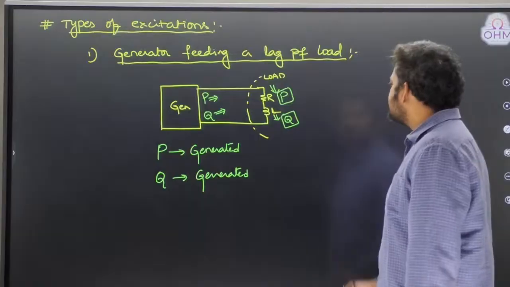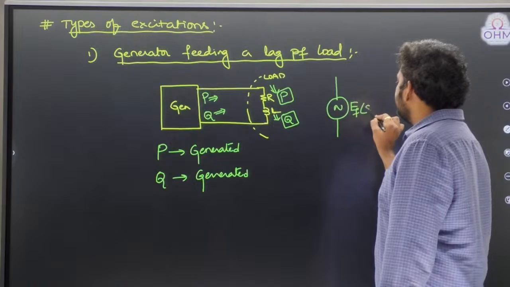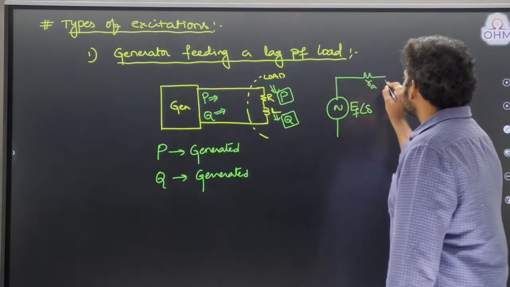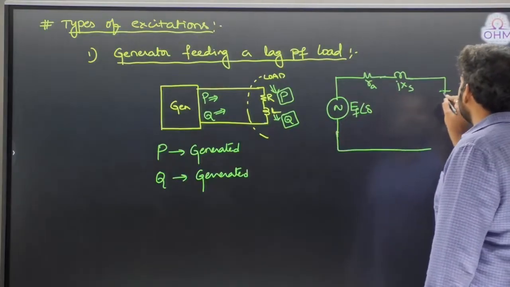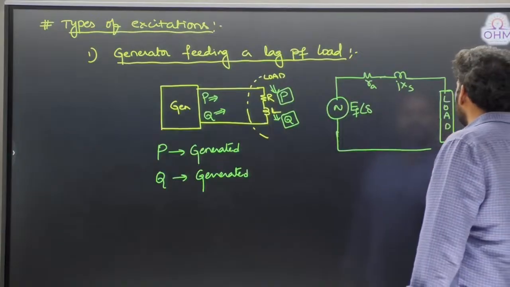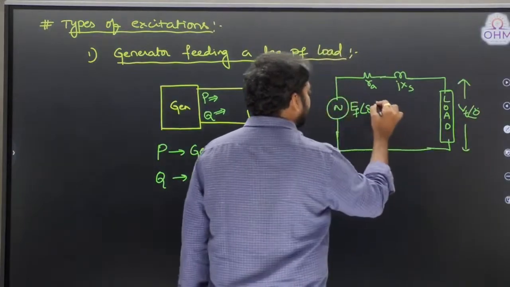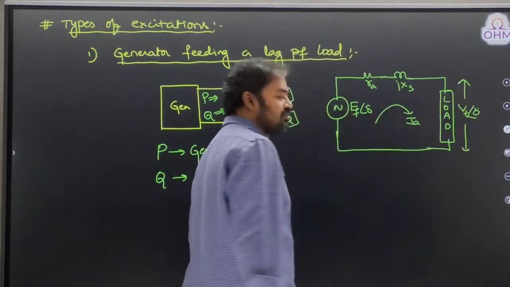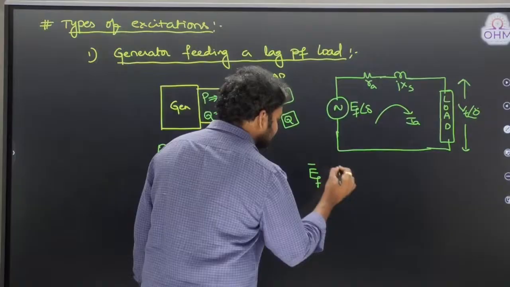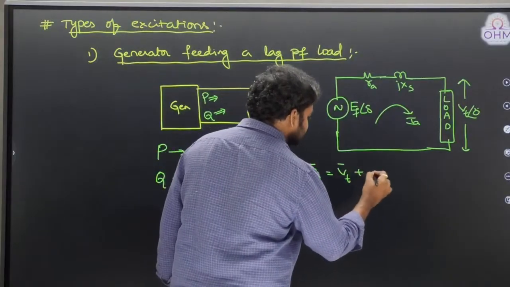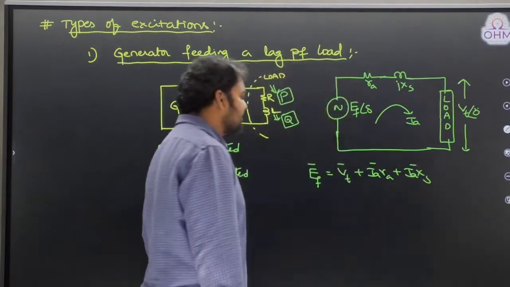What is the KVL equation in a generator? If you draw the equivalent circuit of a generator, this is EF, armature resistance RA, synchronous reactance XS, and here we have the load. The voltage across the load is nothing but the terminal voltage at an angle 0, and this is the armature current flow. So what is the KVL equation? Phasor EF is equal to VT plus IA RA drop plus IA XS drop. This is the KVL equation.